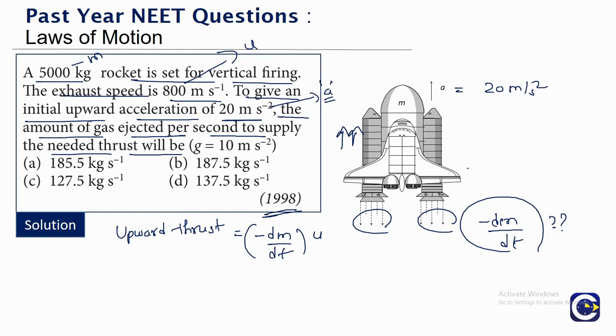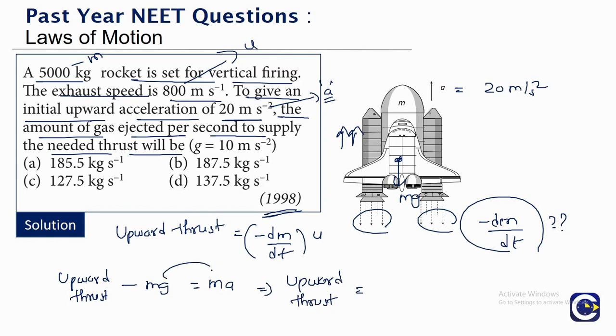Now look at the force balance. Already on the rocket there will be weight acting downwards, right? So the upward thrust minus the downward weight should be equal to the mass of the rocket into acceleration. Correct. Now from here, the upward thrust that is required is equal to, the minus mg will come to the right side, it will become plus mg. So we'll have mg plus ma, which is m into g plus a, means m is 5,000 into g plus a.